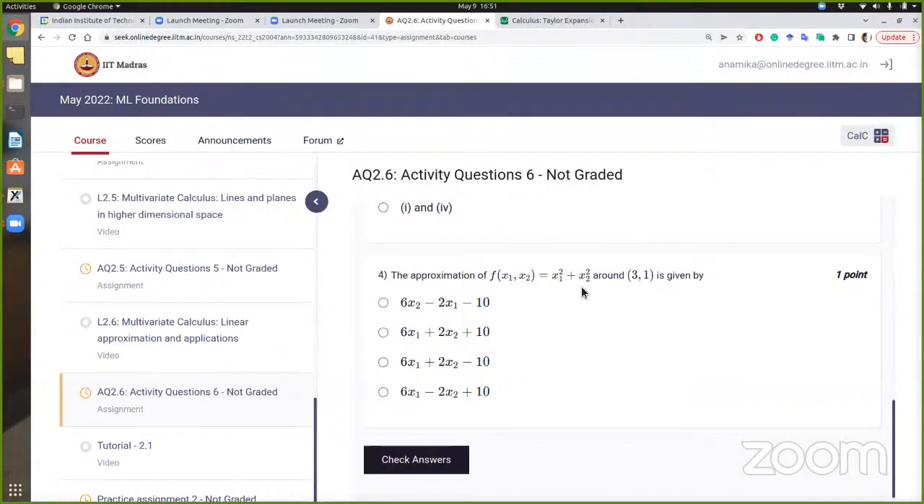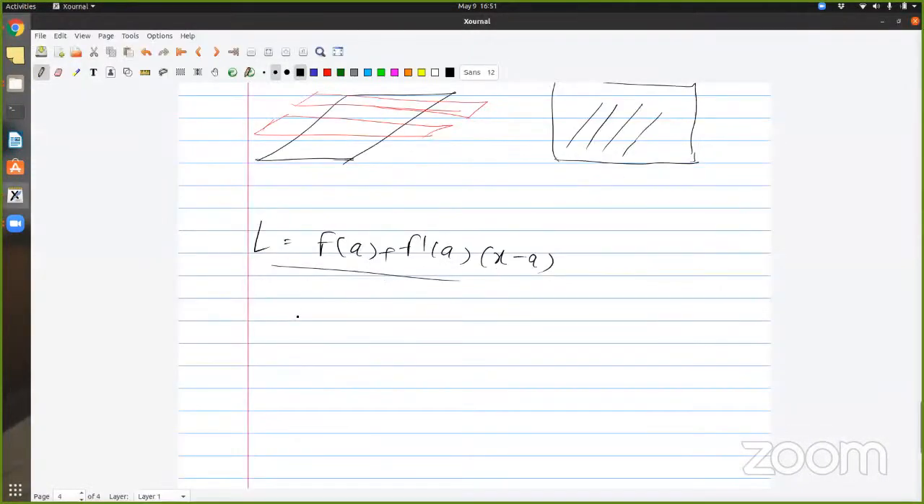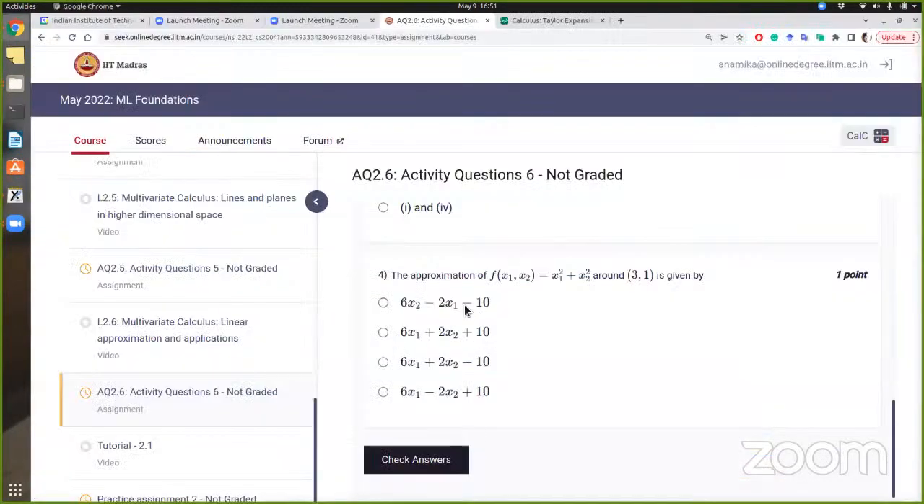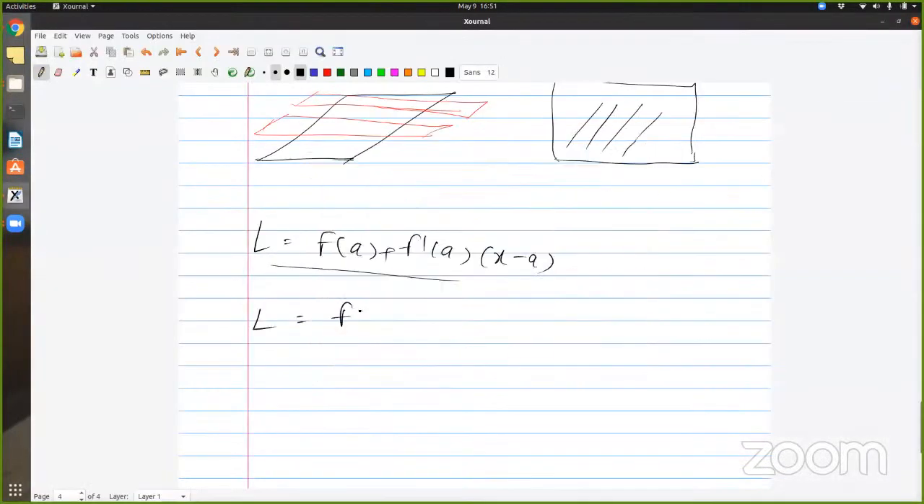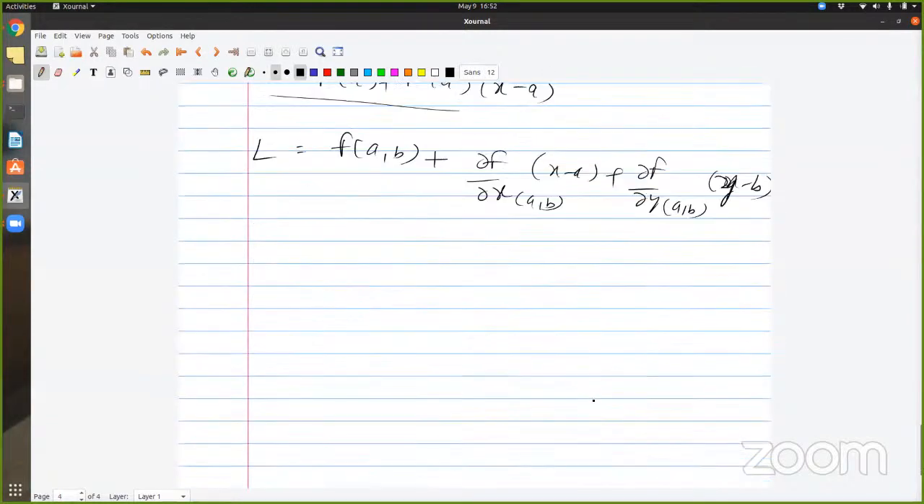So we are given this function which is not linear. This is always given, to be noted around this point. This is a multivariate function, so we need two values, right? f of a comma b plus dou f by dou x at a comma b into x minus a, plus dou f by dou y at a comma b into y minus b. Sorry, y minus b. Yeah. So is this clear to you? Did you go through the lectures?